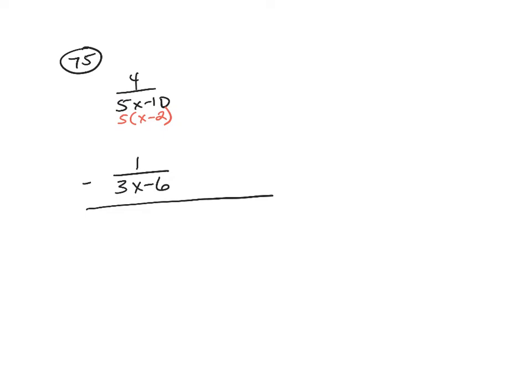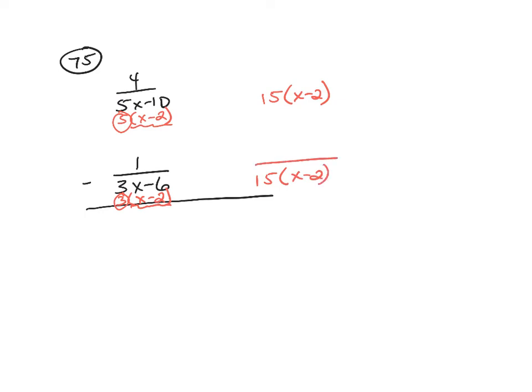If I did the same thing with the bottom, I could factor out a 3, leaving me also with an x minus 2 in parentheses. So I do have some common factors right now. I have an x minus 2 in both of those, but I have a 5 and a 3 as well. So what I need to do is multiply those two together, and my common denominator is going to be 15 times x minus 2, because 5 times 3 is equal to 15.